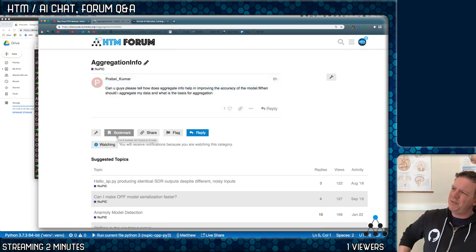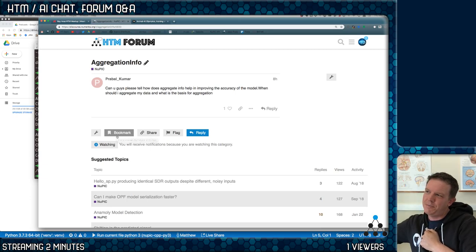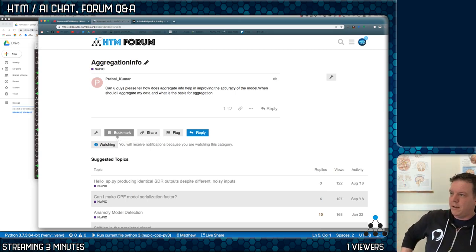Tell me, how does aggregate info help in improving the accuracy of a model? Oh, okay, that's such a hard question to answer. It seems so simple, but you have to know about data and patterns of data, especially sequential patterns in data. Imagine lots of waves occurring over time. Aggregation is a way to sample reality so that you can keep the patterns represented in whatever the sample is. So to know how to aggregate your data, you have to understand your data. It's different for each data set, I would say.